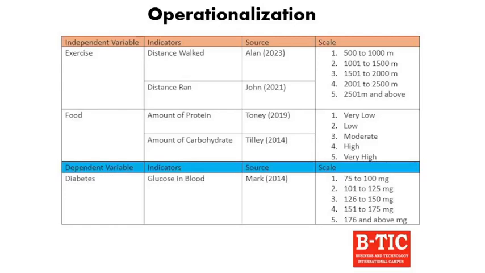So this is your operationalization table. One of these tables should be given in your proposal as well as the report.